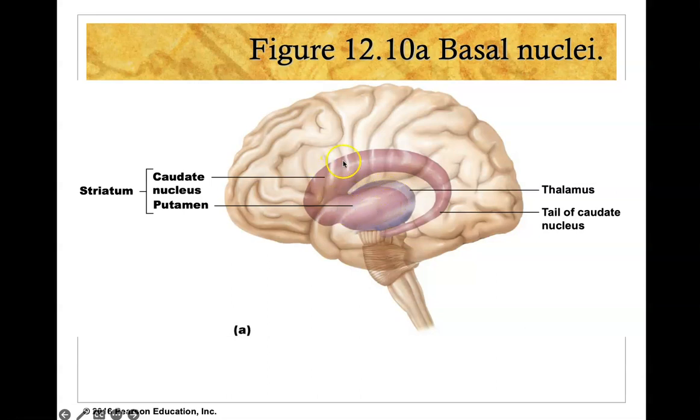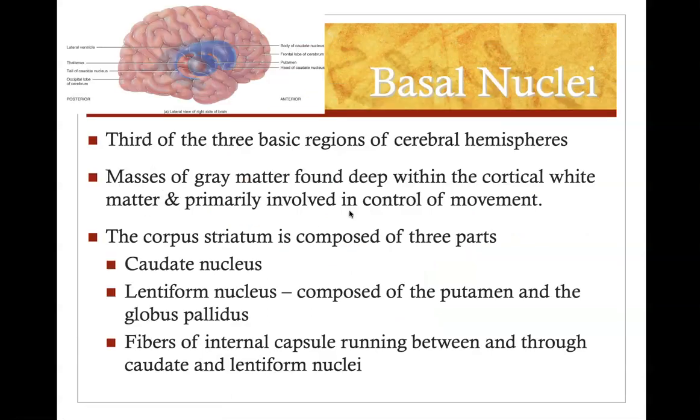So these islands, they're going to look like islands when you do cross sections, because then you're just going to get a little section of that basal nuclei. But now you can see here how all the basal nuclei are connected. So that's where they're talking about that caudate nucleus, and the lentiform nucleus is going to be in here. So they're just all connected, but you do not have to know these different parts. Okay, so you can cross that off of your list.